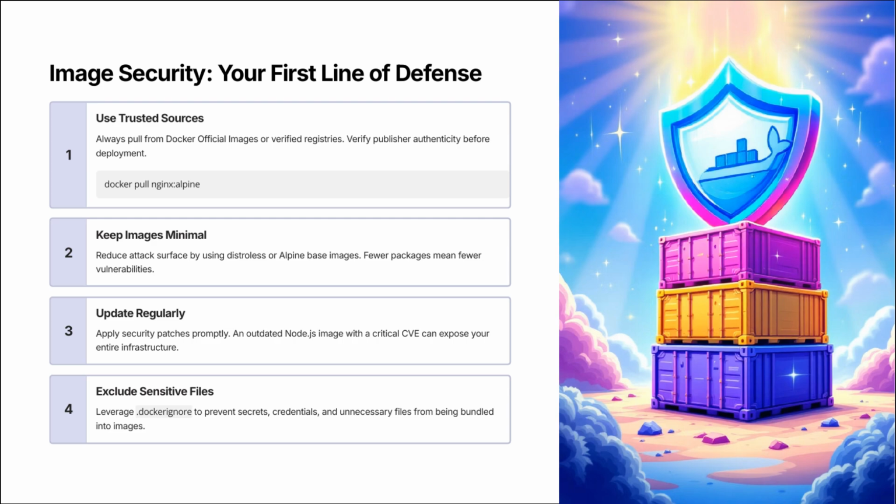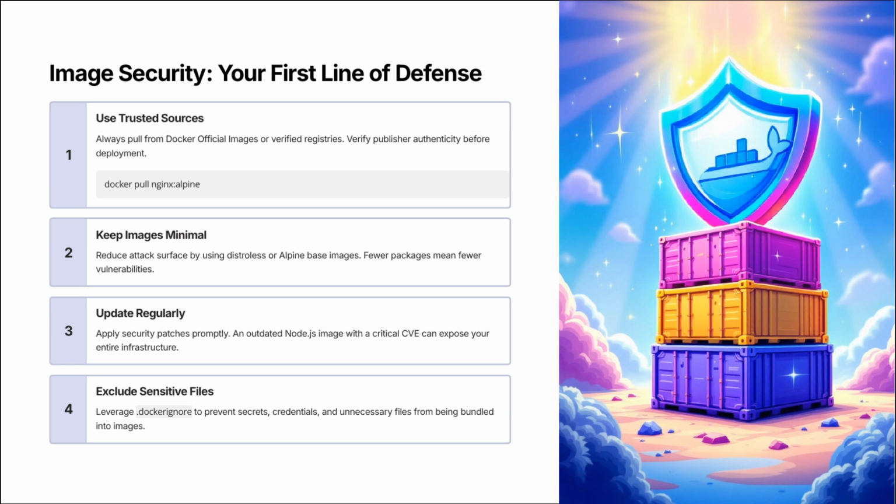Updating regularly is another key aspect of image security. Make sure to apply security patches promptly. You can imagine the risk involved if, for instance, an outdated Node.js image with a critical CVE is left unpatched. This could potentially expose your entire infrastructure to attackers.